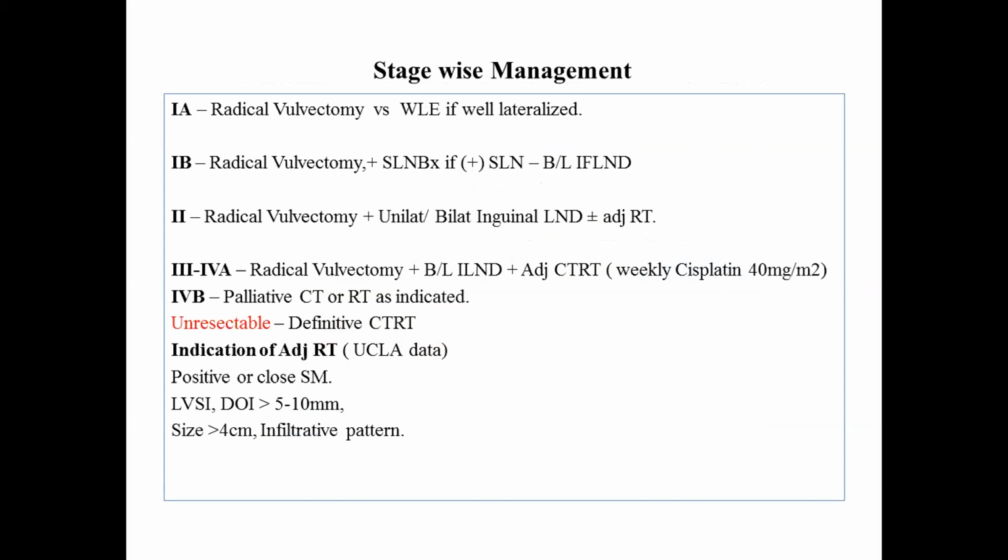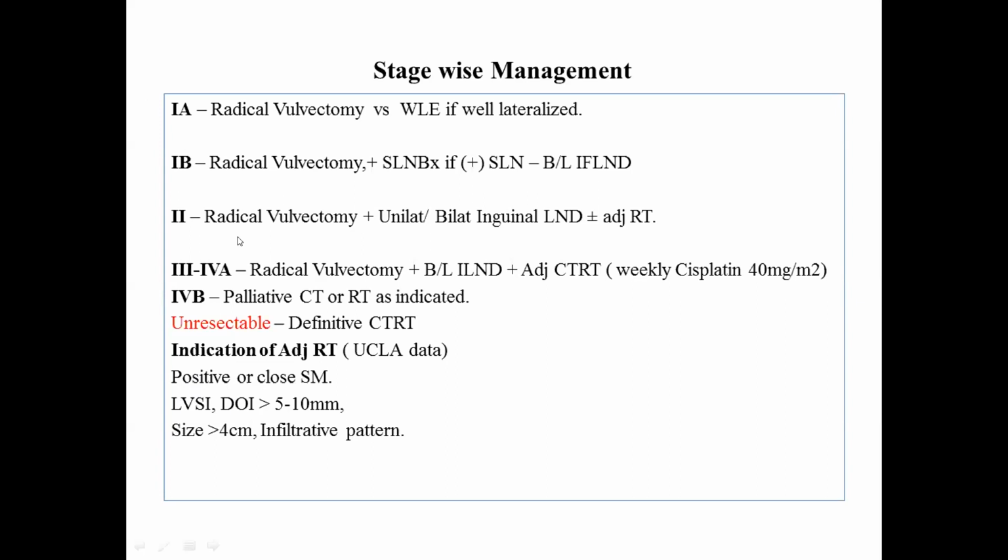Now, what are the indications of adjuvant RT? As per UCLA data, it is either positive or close surgical margin, LVSI, depth of invasion more than 5 to 10 mm, size more than 4 cm, and if it is an infiltrative pattern. So these are the indications for adjuvant RT.